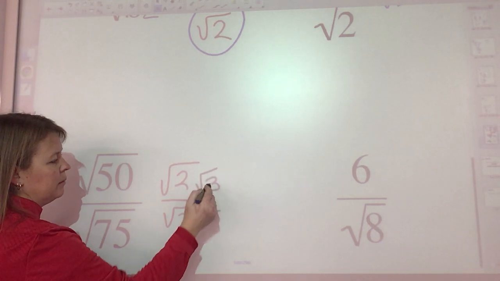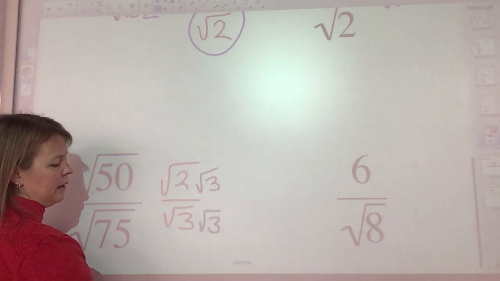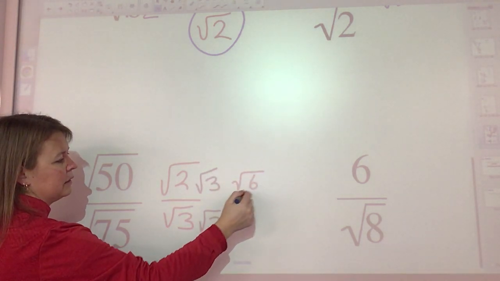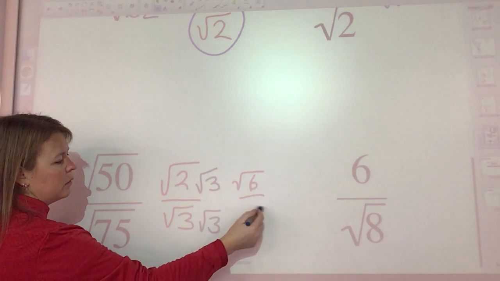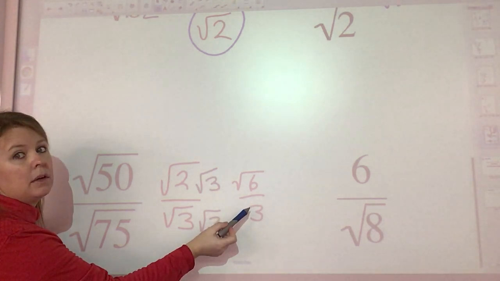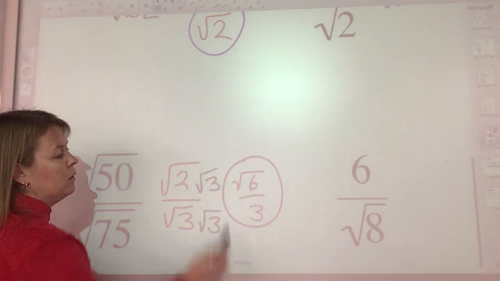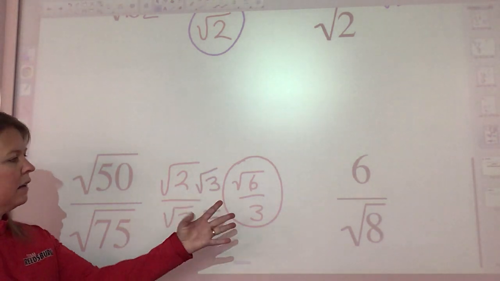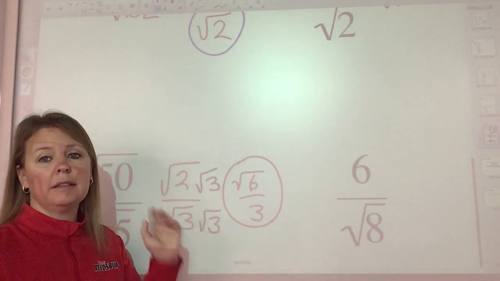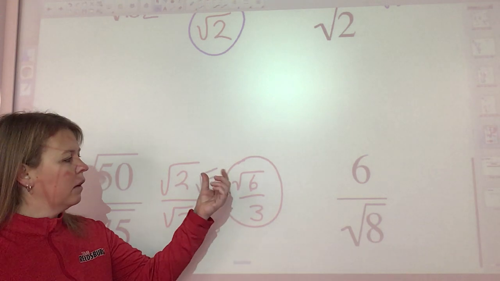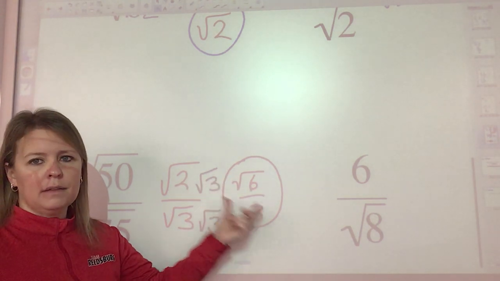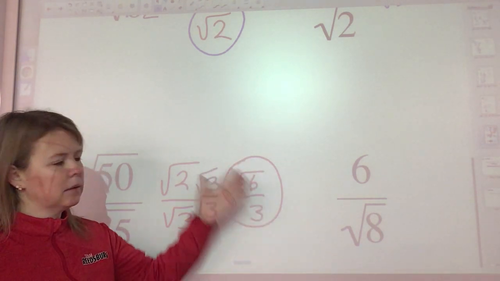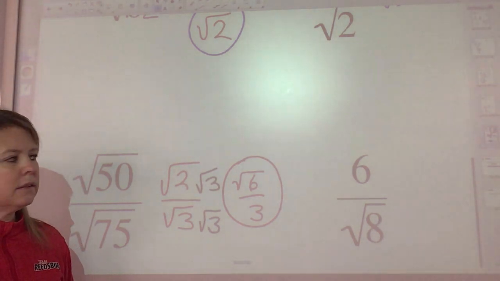Much less simplifying. The square root of 2 times the square root of 3 is the square root of 6. The square root of 3 times the square root of 3 is 3. Do not reduce that. You can't simplify that. You see 6/3 and you're like, 2, I know this. 6/3, that's 2. 6 divided by 3. One's a radical, one is not a radical. Can't mix them. Leave it as is.